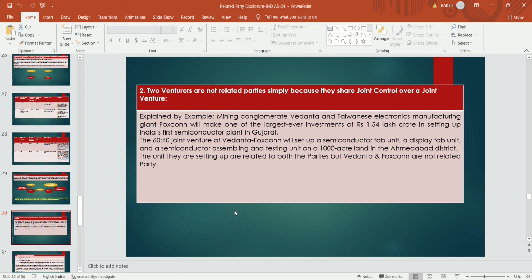Suppose mining conglomerate Vedanta and Taiwanese electronics manufacturing giant Foxconn make one of the largest ever investments of 1.54 lakh crores in setting up India's first semiconductor plant in Gujarat. The proportion is 60 to 40. The joint venture of Vedanta and Foxconn will set up a semiconductor fab unit, a display fab unit, and a semiconductor assembling and testing unit on 1,000 acres of land in Ahmedabad district. The units they are setting up are related to both parties, no doubt. The joint venture they are creating is related to Vedanta and also Foxconn. But Foxconn and Vedanta are not related parties. They are not related to each other.